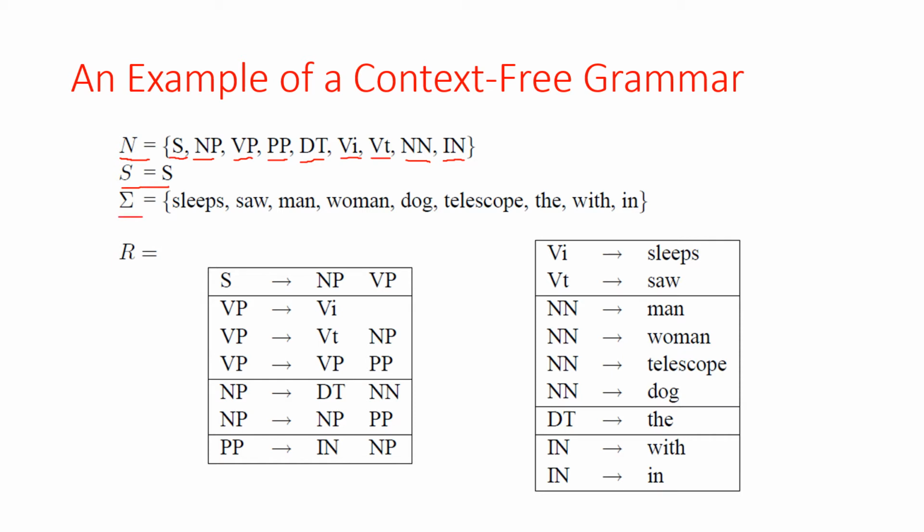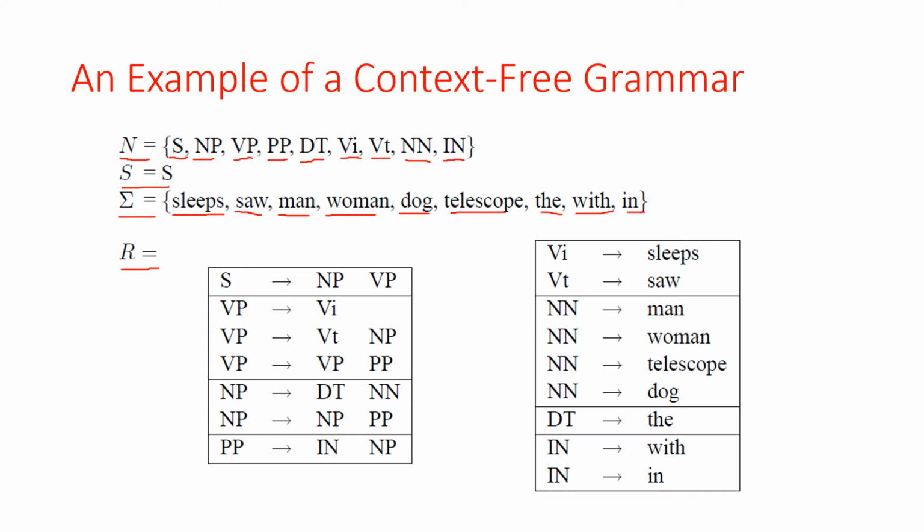A set of terminals contains a set of specific words. For example, here we have the following set of words: sleeps, saw, man, woman, dog, telescope, the, with, in. And finally, we have the following set of rules.